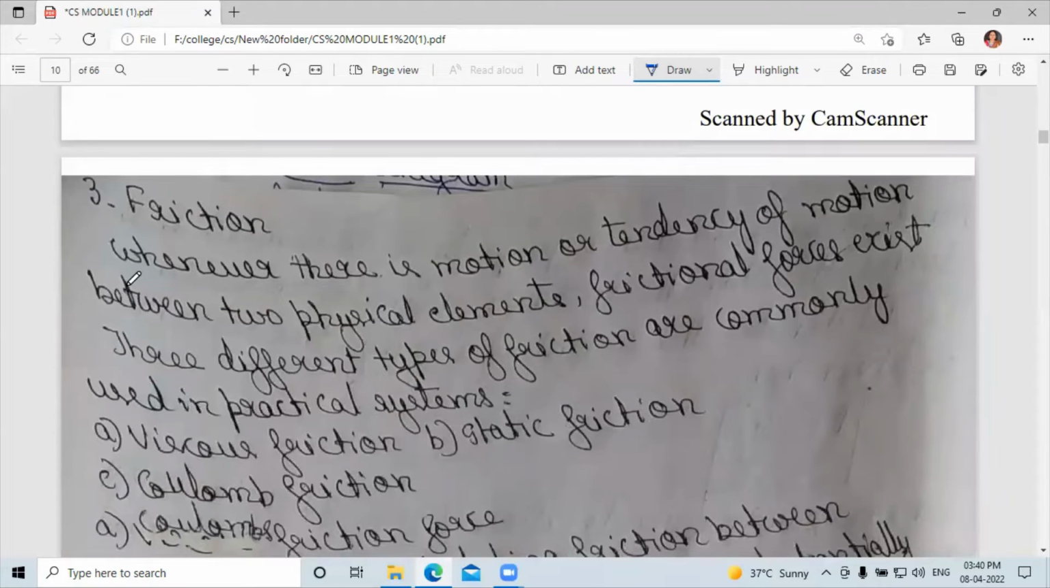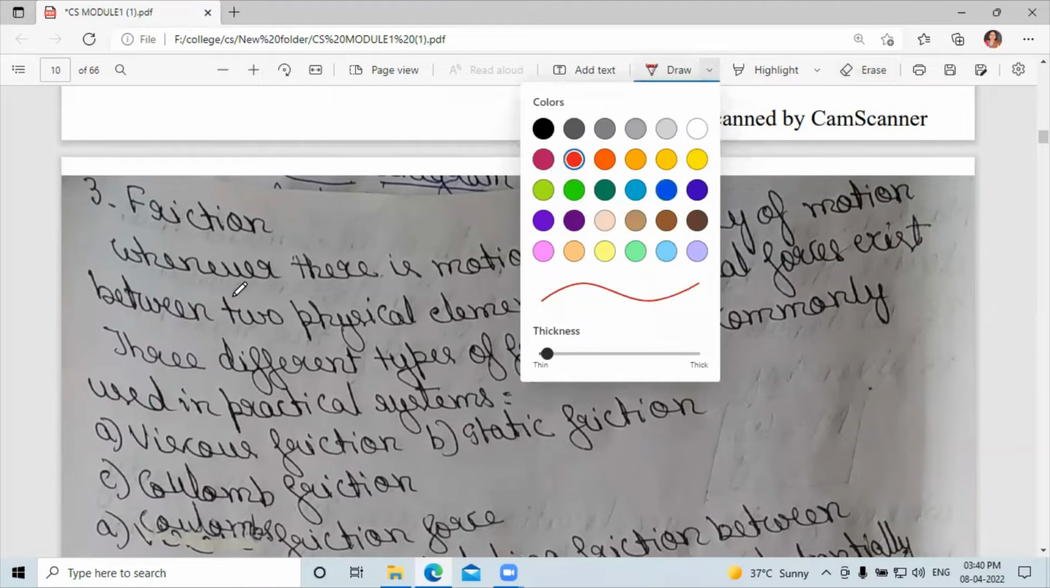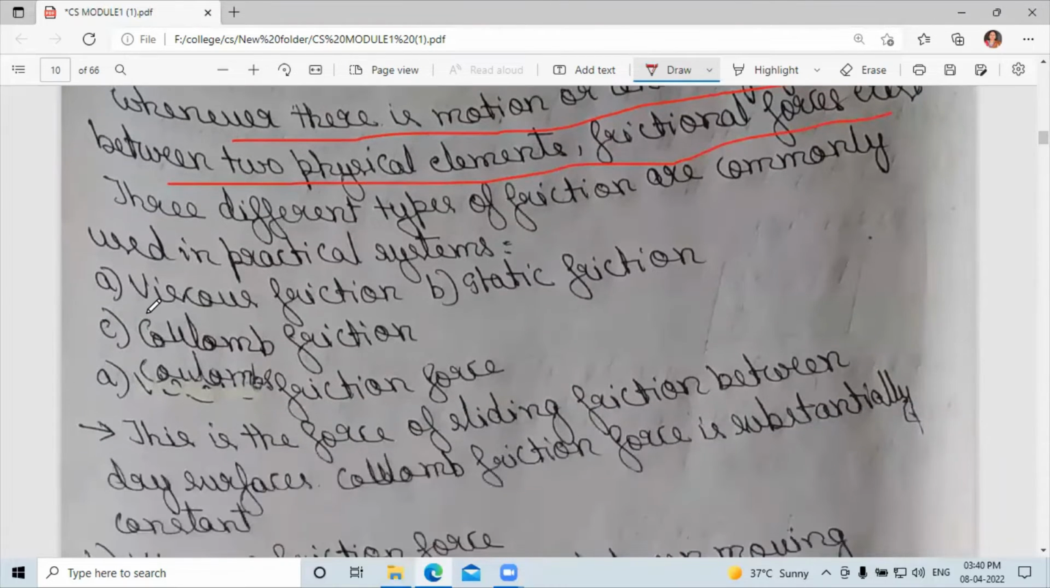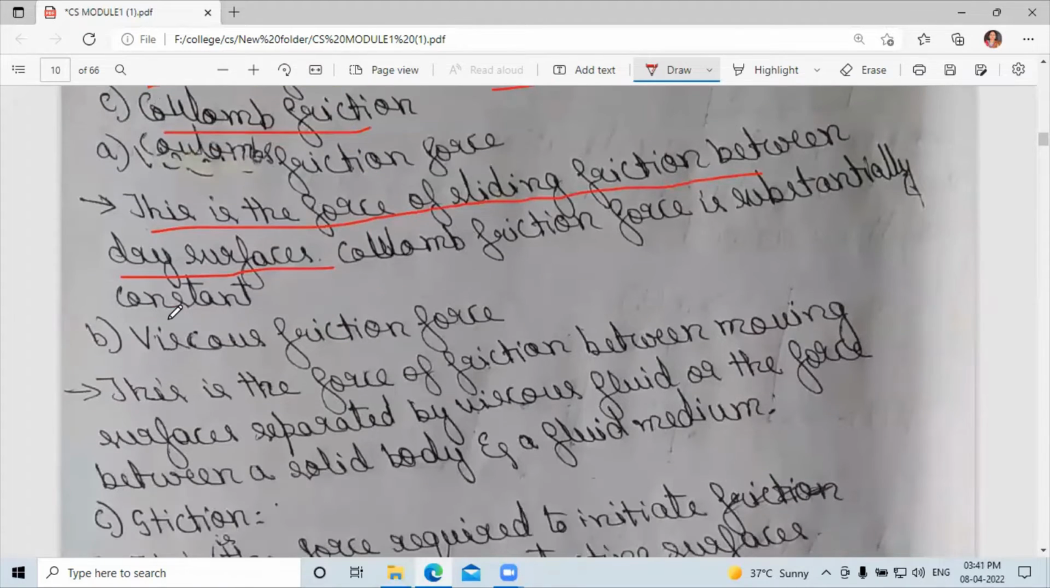Next is friction. When there is a motion or tendency of motion between two physical elements, frictional force exists. There are three different types here: viscous friction, static friction, and Coulomb friction. So what is Coulomb friction? This is the force of sliding friction between dry surfaces. And for viscous friction, we can take the example of a ship and the ocean.